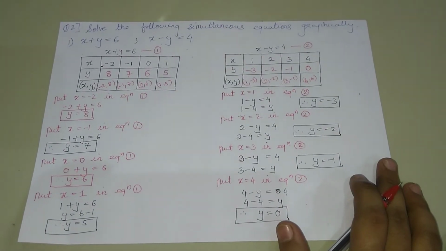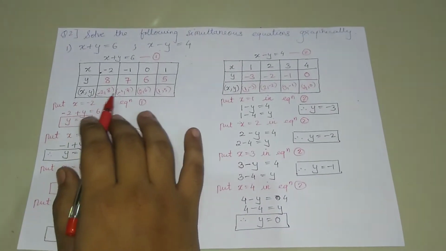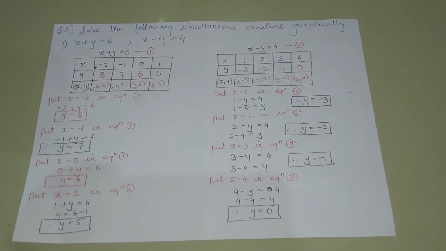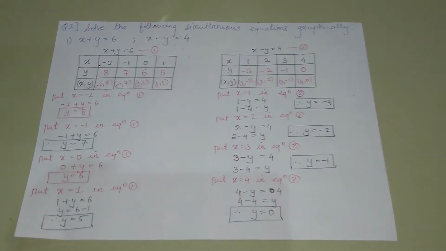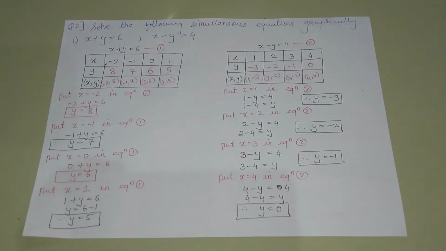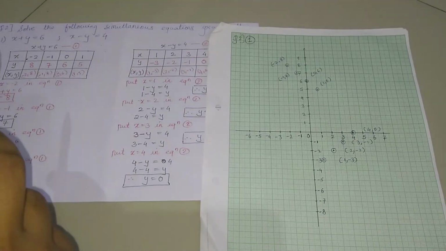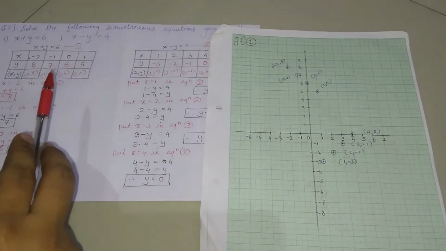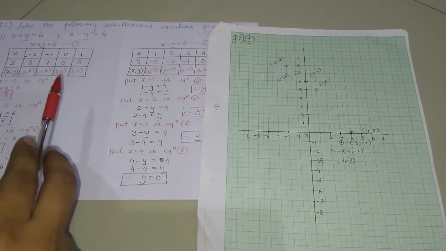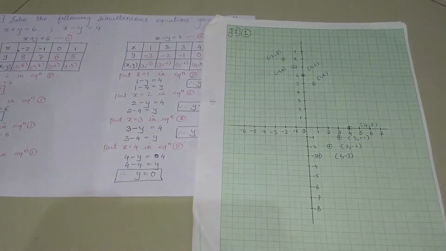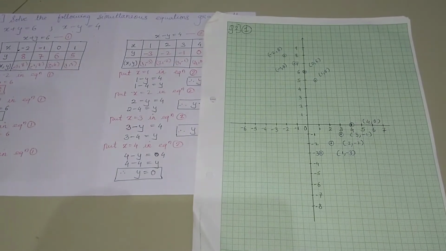Now I have written all the ordered pairs in these boxes, and now we will see how to plot this on the graph. So let's quickly go to the graph part. We have the graph in front of us. First of all, we will be solving for equation number 1. For this equation number 1, we will first plot the graph over here. I will show you the points also, what they are.